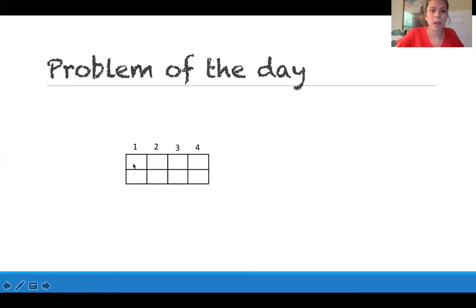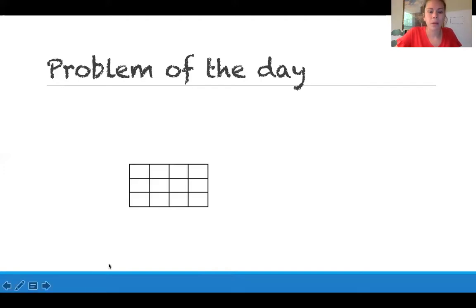So let's count. 1, 2, 3, 4, 5, 6, 7, 8. Show me, does that work? No, I don't have 12 total squares. So what I'm going to do now is I'm going to try to add 1 more square to every column. And so I still have my 4 columns, but now I have 3 squares in each column.